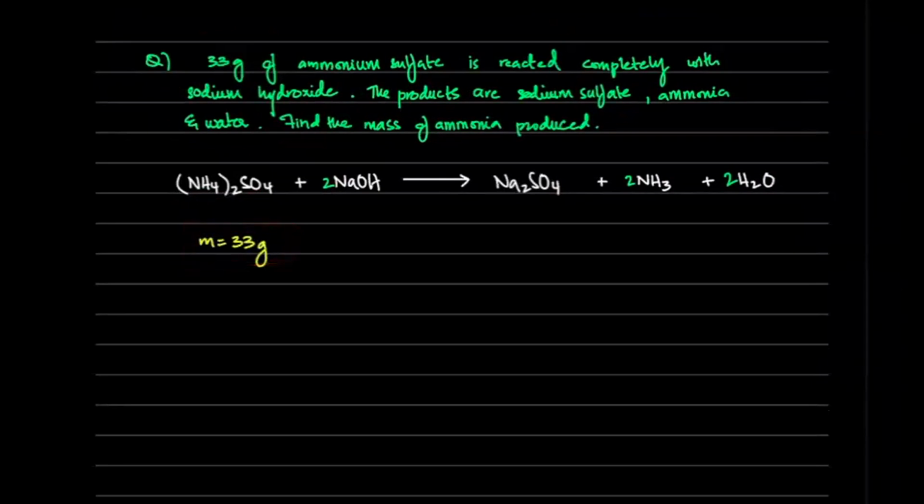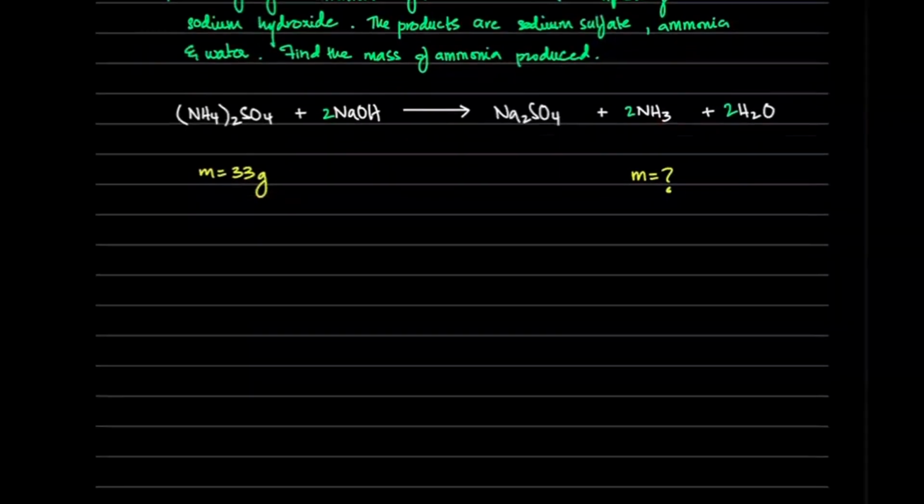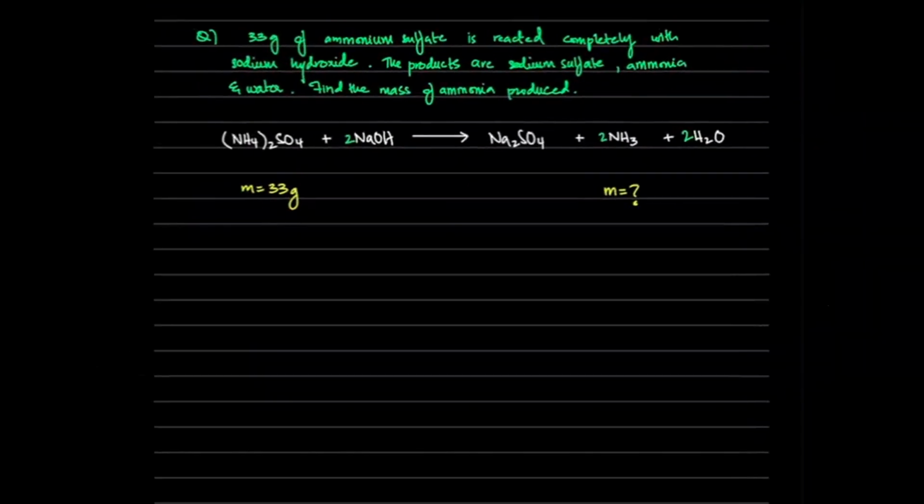And we have to find the mass of ammonia, right? That's what we don't know here, okay? We don't know the mass of ammonia. All right. So, what can we do to find the mass of ammonia?